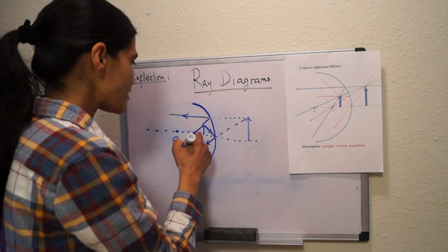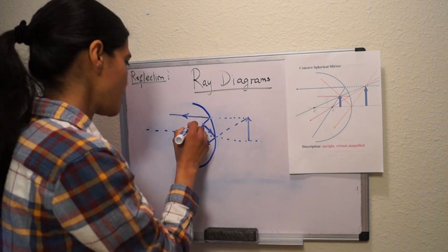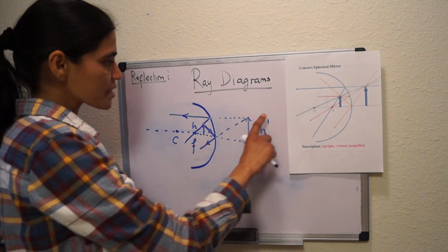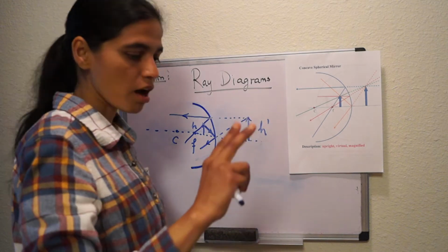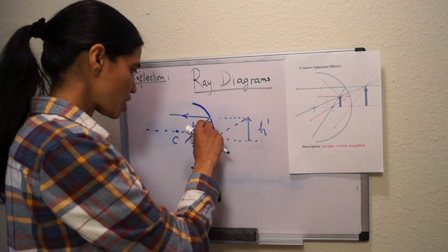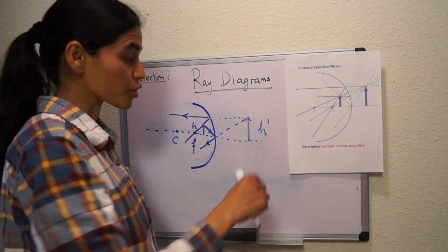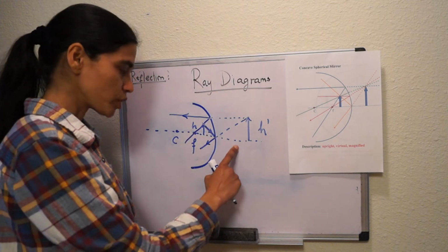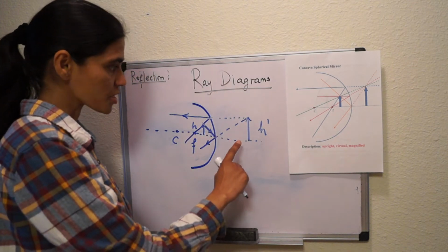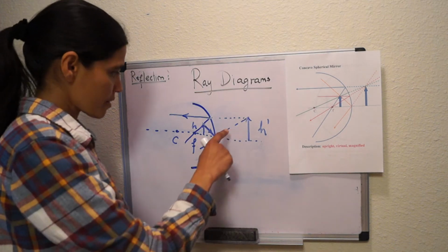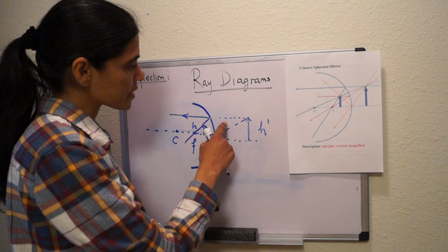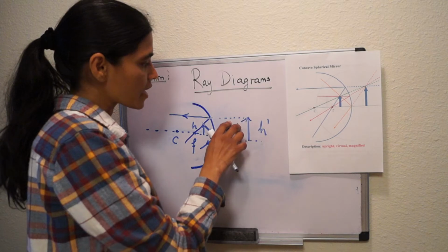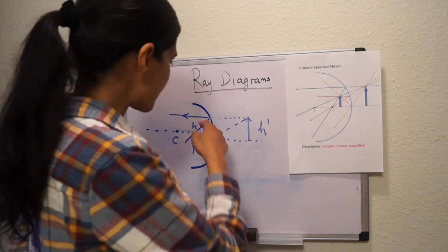Let's call the height of the object h. Let's call the height of this image h dash, okay? So this h dash, the height of the image, is a lot bigger than the original object. So what we see is a really magnified image. It's upright, and it is virtual. Why do we call it a virtual image? Because it appears that the light intersects here and the image is formed, but in reality the light rays don't actually intersect there. The light is actually reflected back.